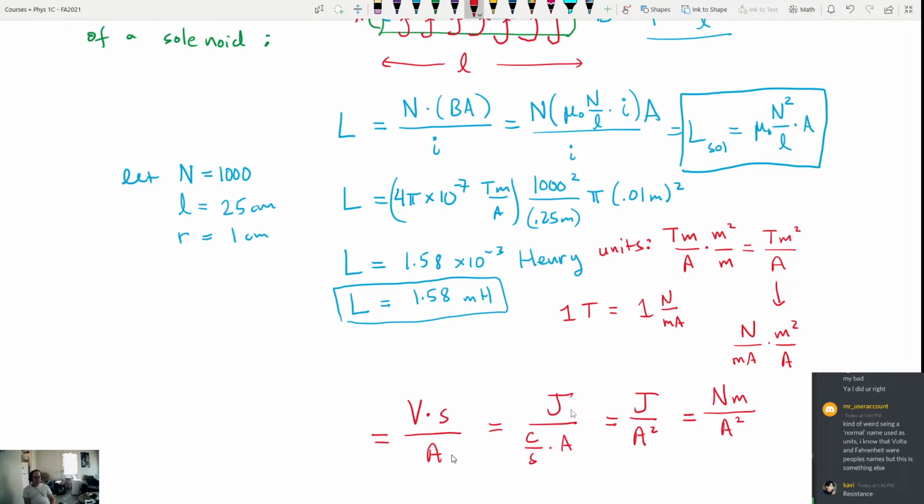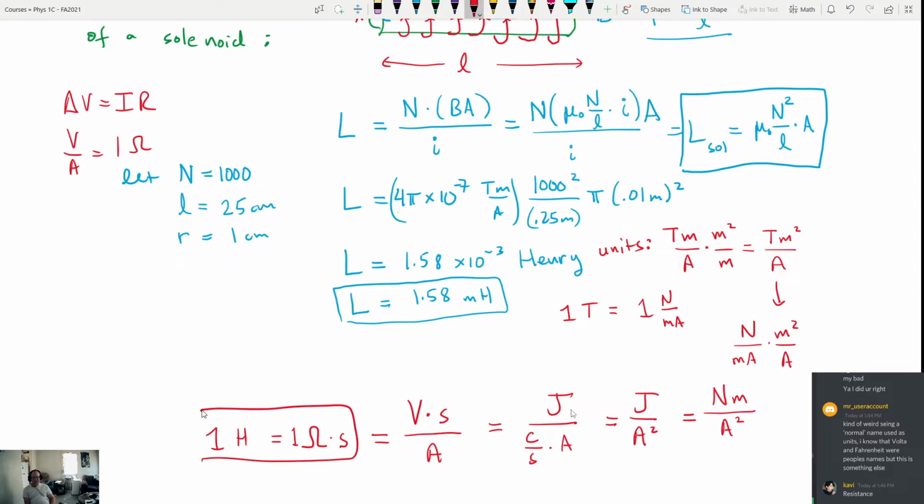That's a resistance unit, right? If you don't remember, delta V equals IR. So a volt divided by an amp is equal to 1 ohm. So this could also be written as ohm seconds. This is the way that we want to remember it, because 1 Henry is 1 ohm second. I think that is the best way to think about it. 1 Henry is 1 ohm second. Okay, but what is it really?